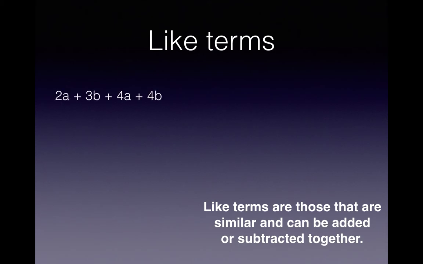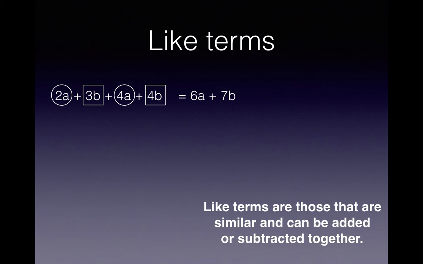We have 2a plus 3b plus 4a plus 4b. Now the like terms are the things with the a in it. So we've got a 2a and we've got a 4a. The other two terms that are like each other but are different to the 2a and the 4a are the 3b and the 4b. And what we can do is add these together. So if I had 2a and a 4a, I would have in total 6a. And if I had 3b and a 4b, in total I would have 7b.